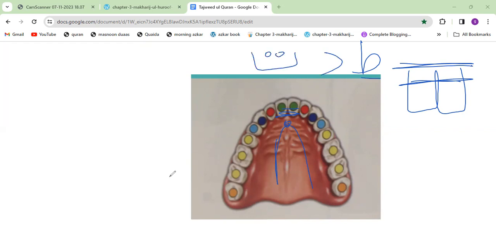Make the to heavier to make it different from the letter ta, because ta is going to have a lighter sound. Okay? Say it. To, dal, ta.